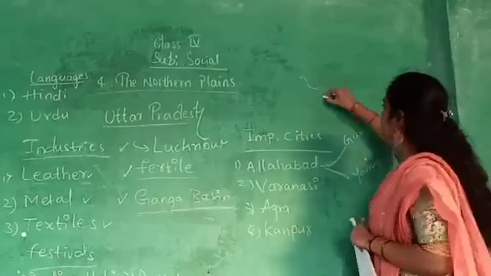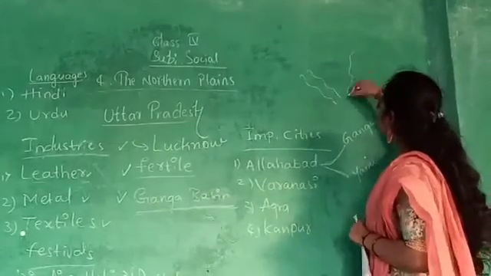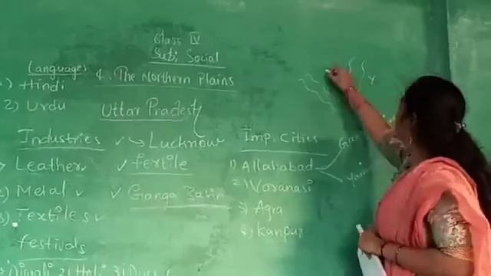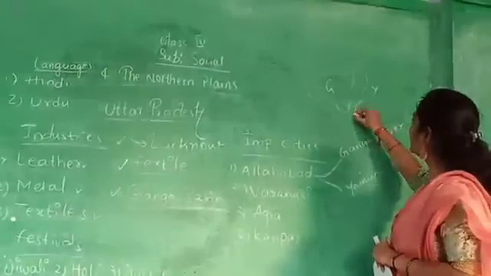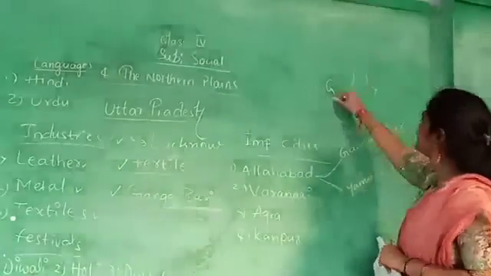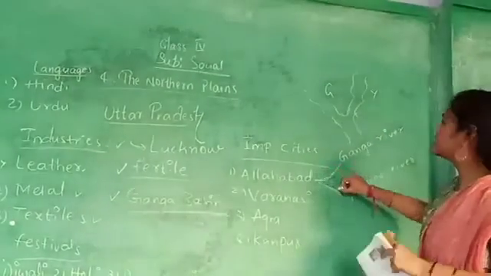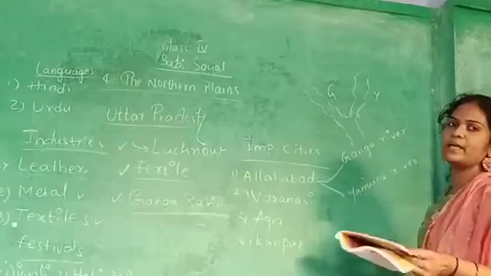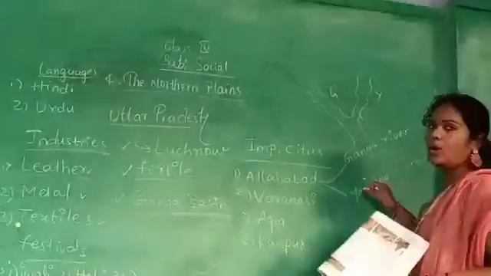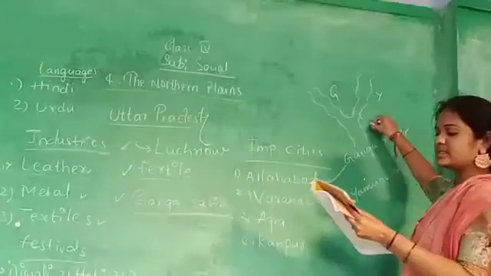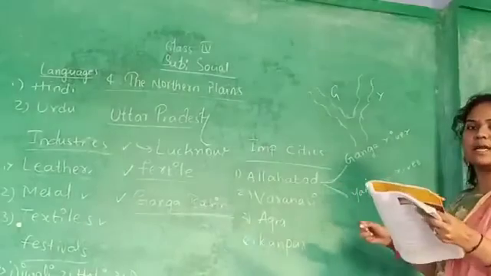Suppose this is the Ganga river, this is the Yamuna. So what will happen in Allahabad? These two rivers will meet at one place in Allahabad. That's why it is a very important and holy place. It means the people will worship. This is considered to be a holy place by the Hindu people.